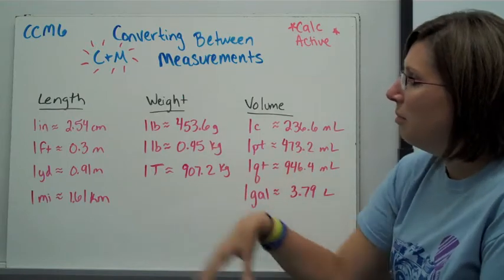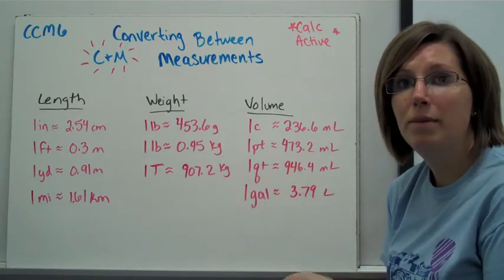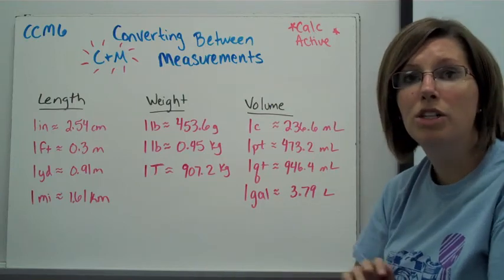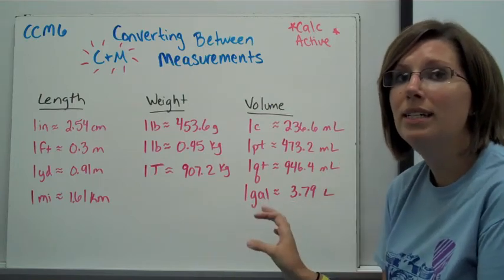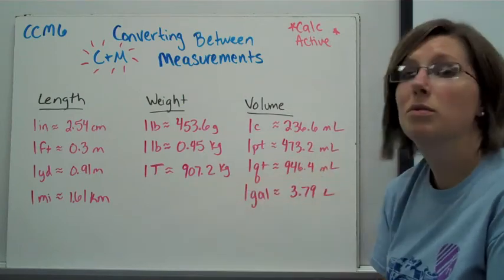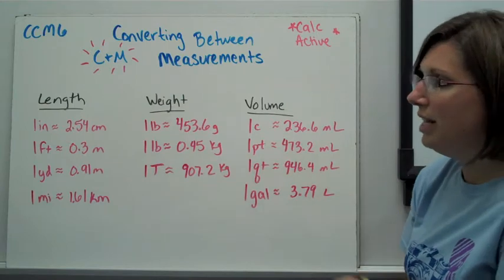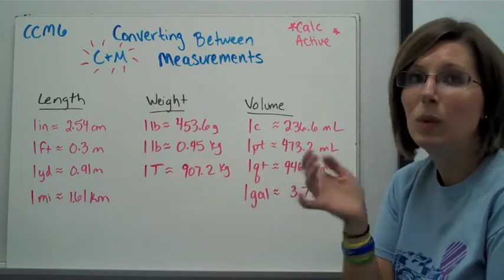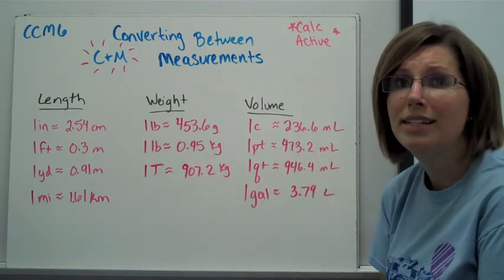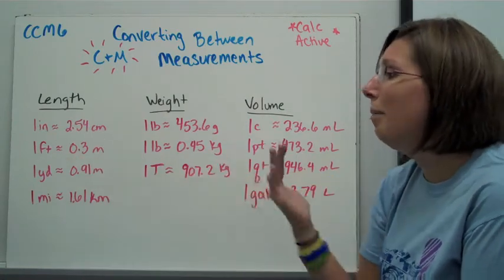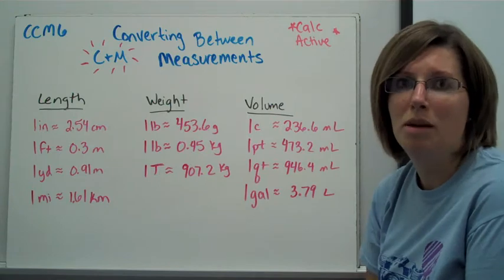Here are some common conversions between customary and metric units. They're approximations, which means they're rounded numbers because the decimals go on for a really long time. So these numbers are all rounded, so that's why it looks like a squiggly line for an equal sign. It's an approximation. So for example, 1 inch equals about 2.54 centimeters.